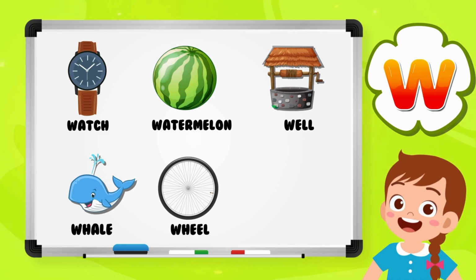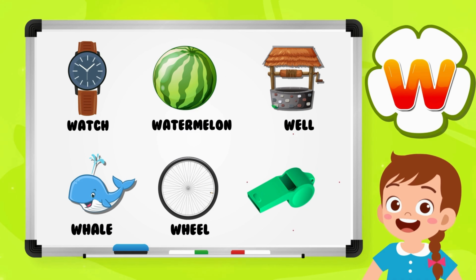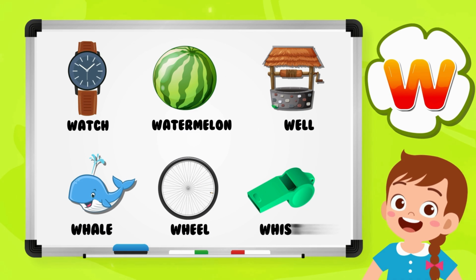W. W is for watch. W is for watermelon. W is for well. W is for whale. W is for wheel. W is for whistle.